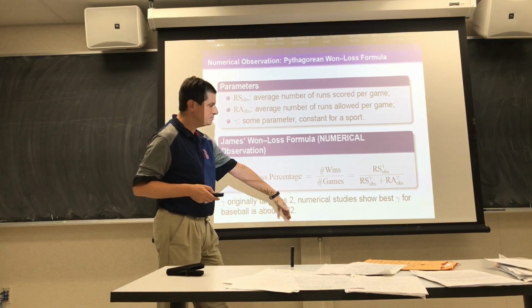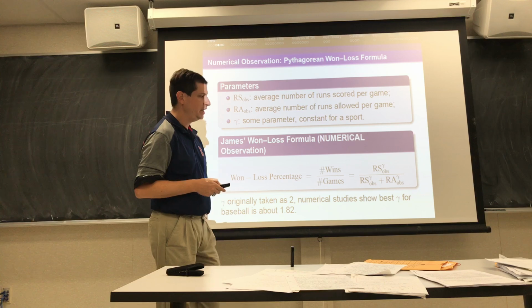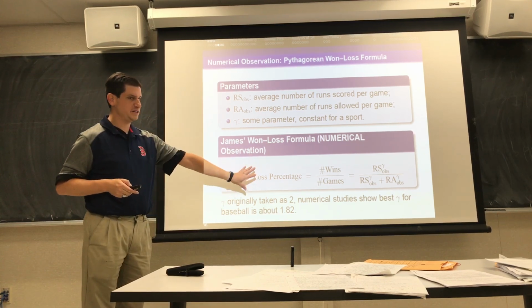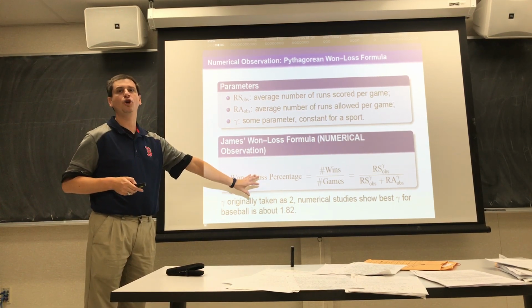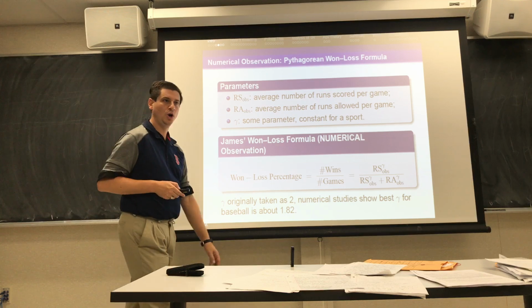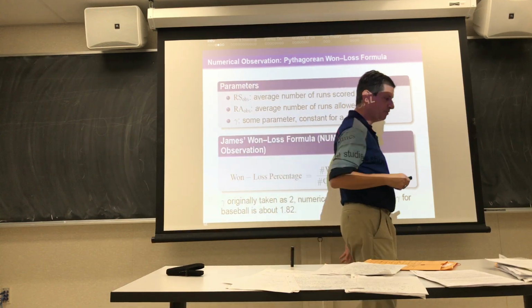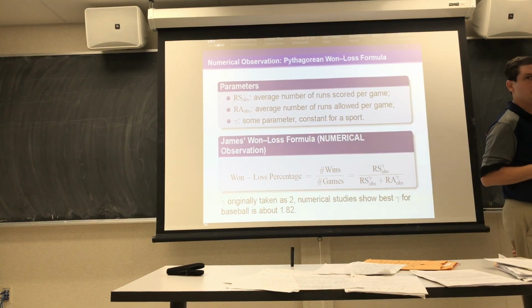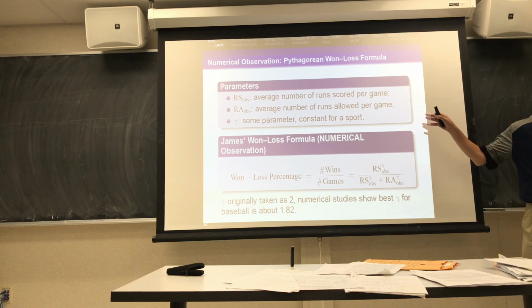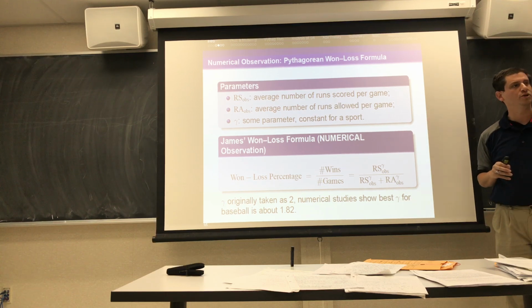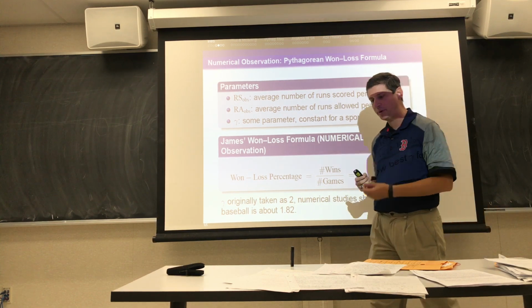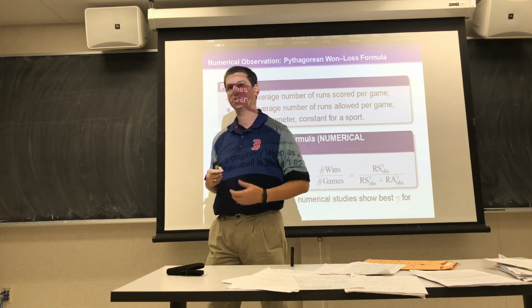The best value now is about 1.82. And so people used to just take this as a numerical observation, that this does a good job. When I was teaching probability, or mathematical statistics, at Brown back in 2004, one of my students brought this up to me and was very curious as to why it worked. And so I then tried to come up with a mathematical model to explain where this comes from.